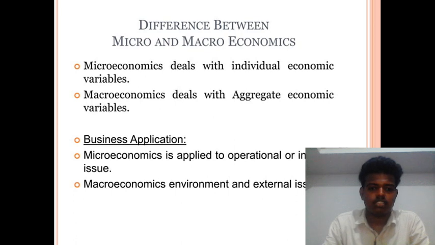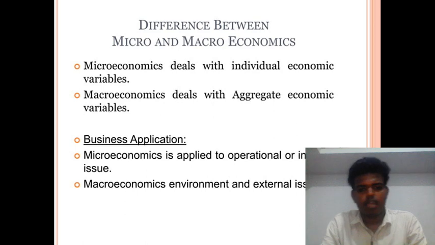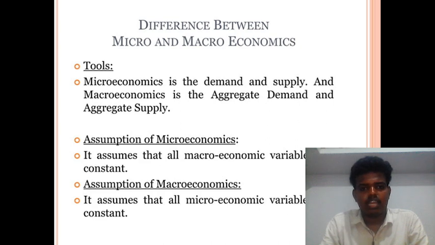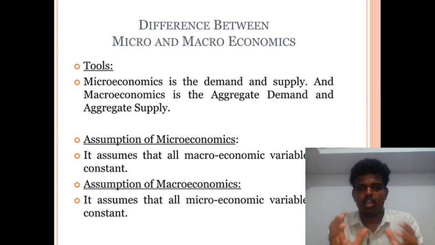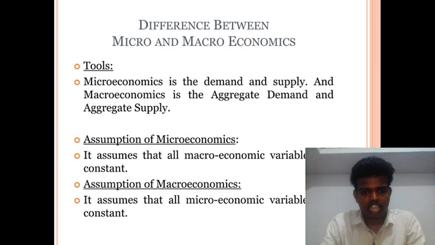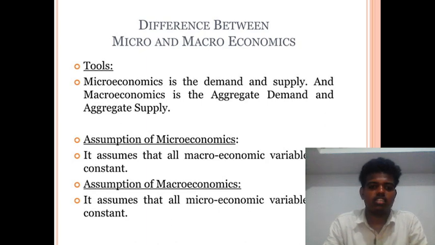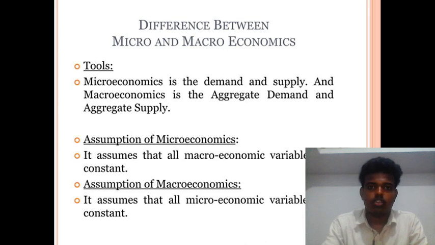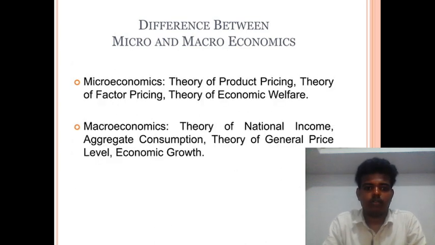In business application, microeconomics is applied to operational or internal issues, while macroeconomics is applied to the environment, or external issues. The tools of microeconomics are demand and supply, and of macroeconomics, aggregate demand and aggregate supply. Microeconomics assumes all macroeconomic variables are constant, whereas macroeconomics assumes that all micro variables are constant.